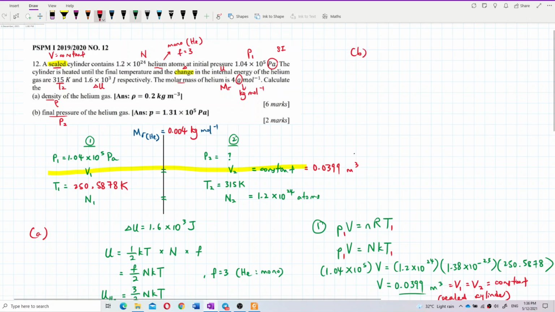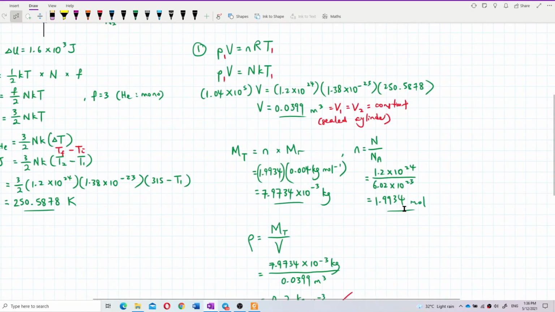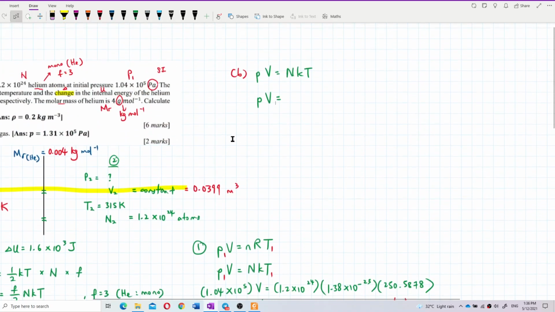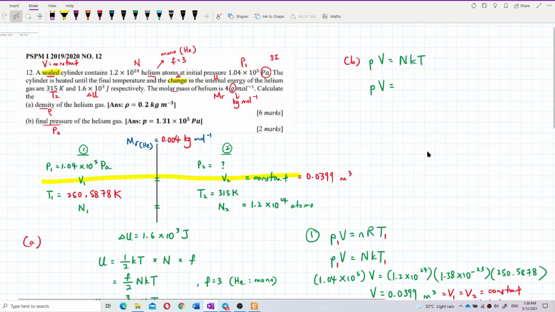You can either use PV equal to NkT, using the total atoms, or PV equal to nRT, because you already have the number of mole. You can use the number of mole instead of using the total atoms. So you can use NkT or nRT.